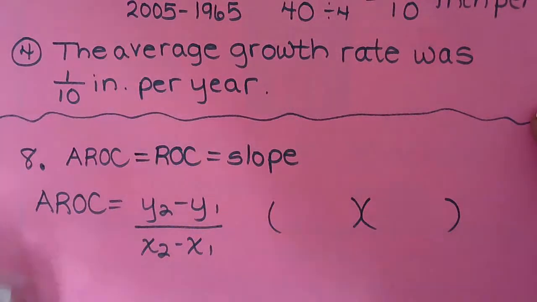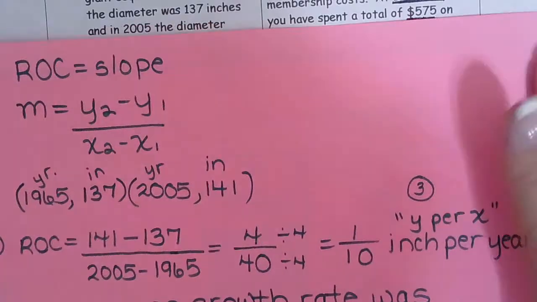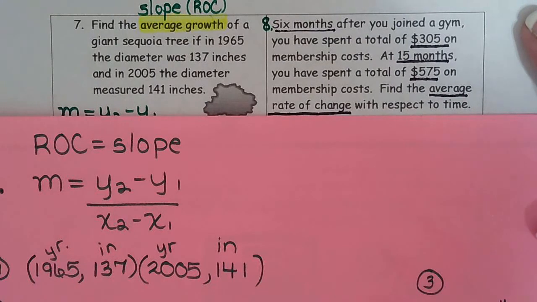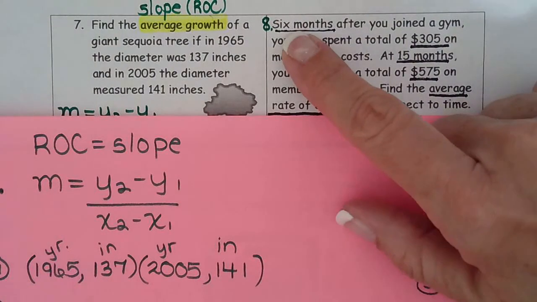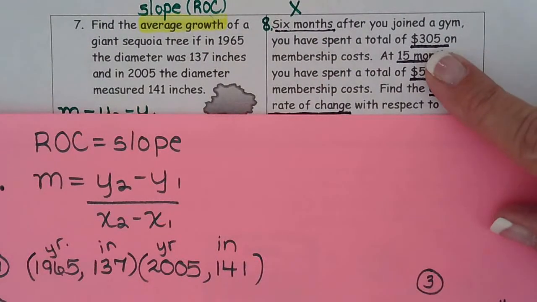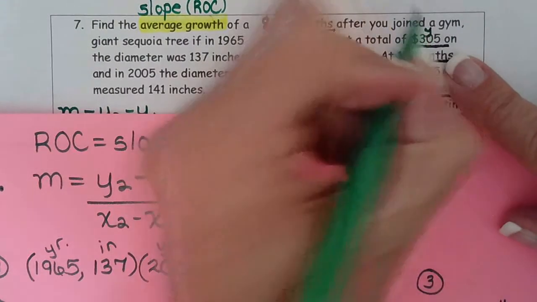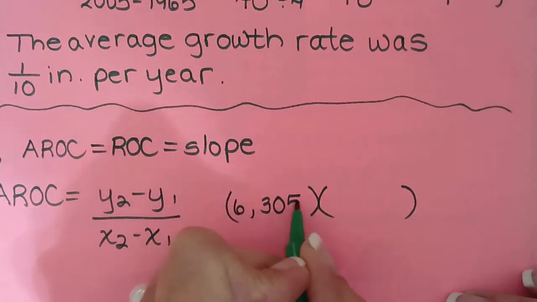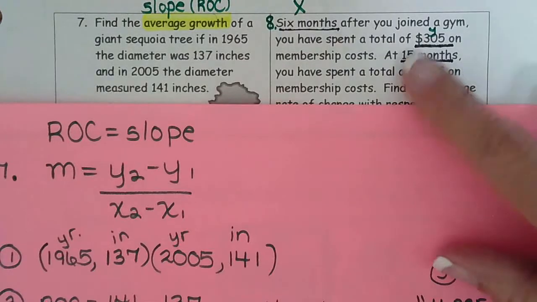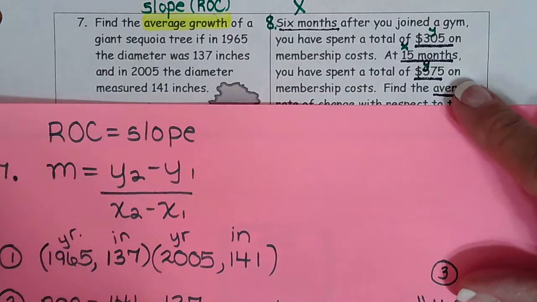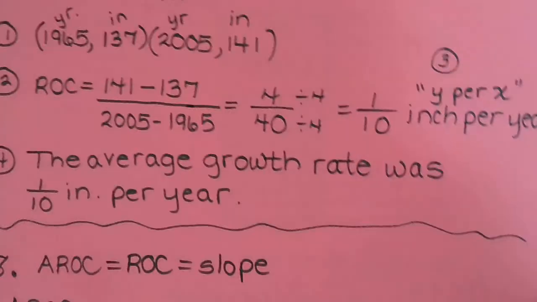So now we need our points. So let's follow that advice that I gave you on the last problem. 99.9% of the time, x is your time. So there's my time, so that's going to be my x. And it looks like your total spent is going to be your y. So there's my first ordered pair, 6, 305. And then the second ordered pair, there's my time, so that's my x, and here's the total spent, y. So x is 15 and y is 575.